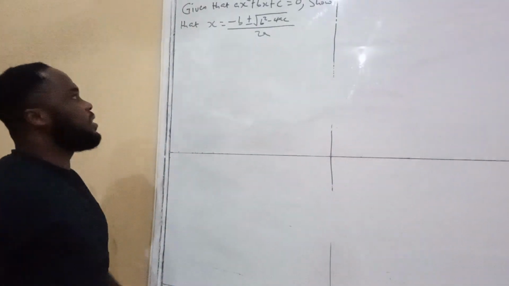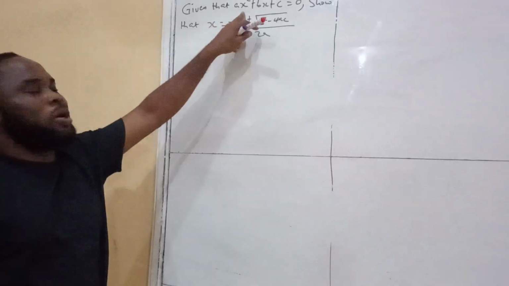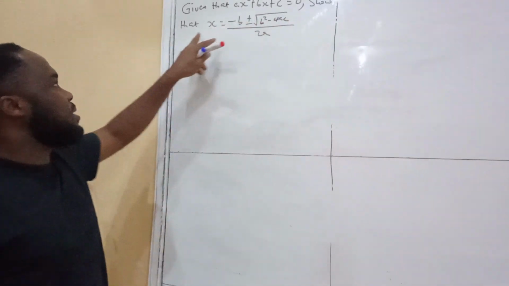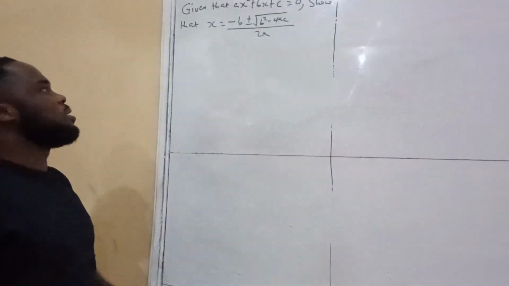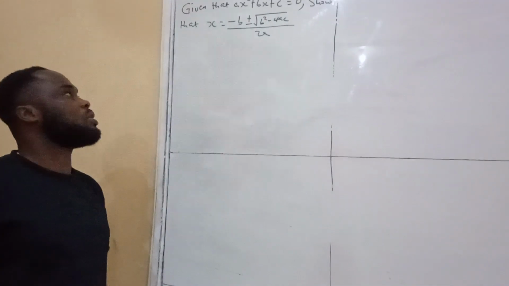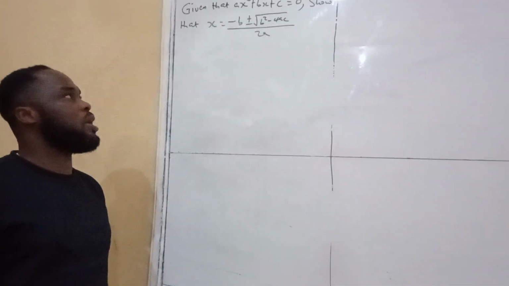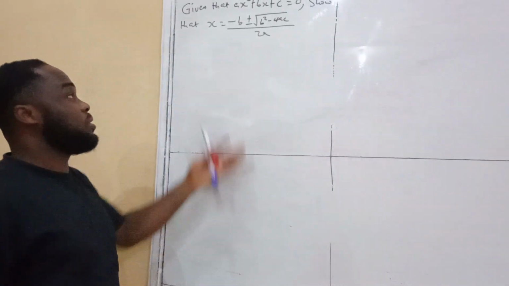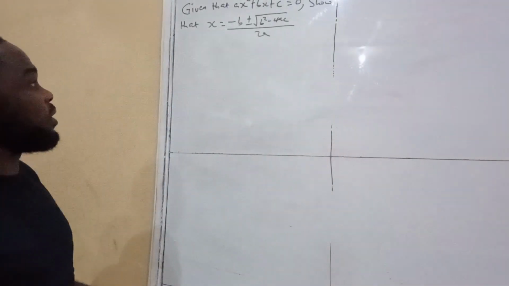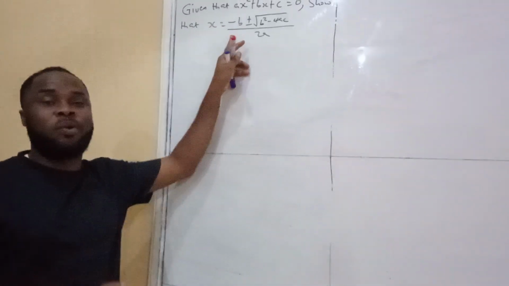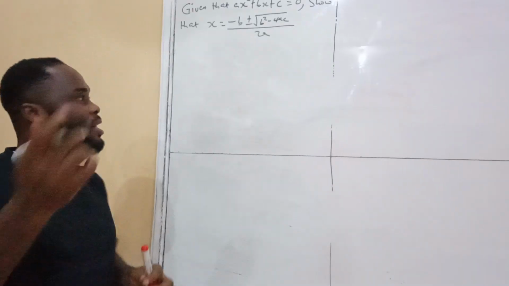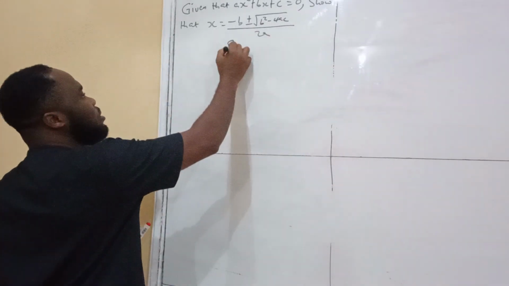Again, we are given that ax squared plus bx plus c equals 0. Then show that x equals minus b plus or minus square root of b squared minus 4ac all over 2a. Now, some of you are familiar with this formula. We call it the formula method of solving quadratic equations. But how do we prove that x equals this? Let's go.